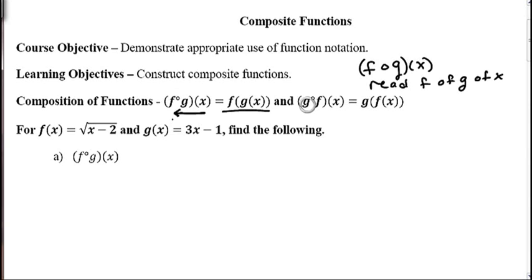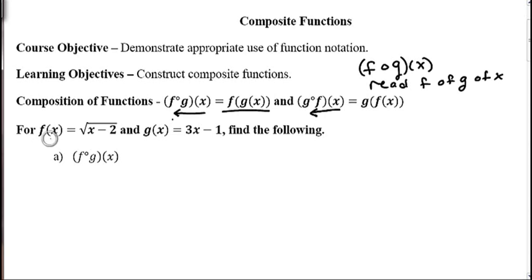Similarly, we have g composed with f of x, or g of f of x. That's taking the function f and putting it into the function g. Again, I just think of these as going backwards. You take x, put it into f, and then take that result and put it into g.